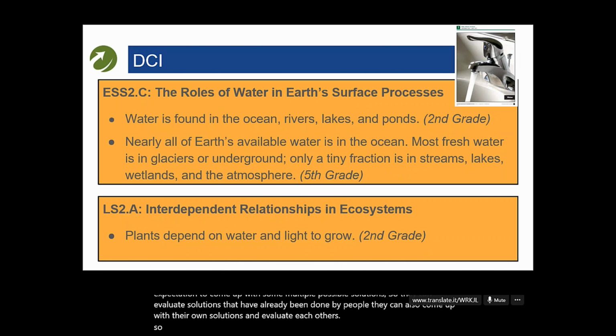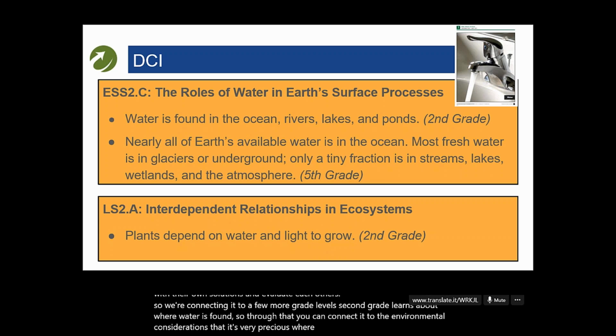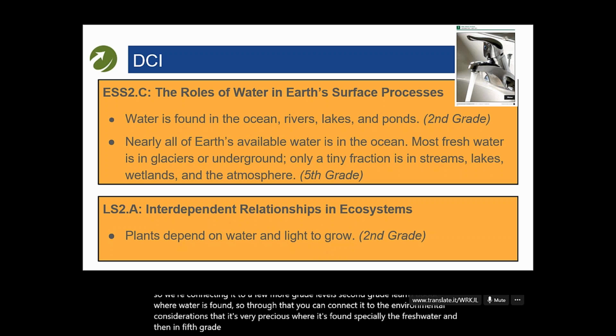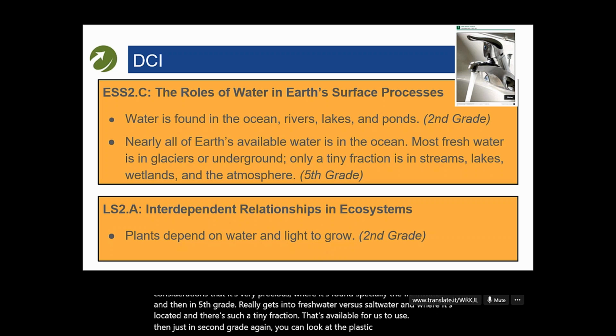Second grade learns about where water is found. So through that, you can connect it to the environmental considerations that it's very precious where it's found, especially the fresh water. And then in fifth grade, really gets into fresh water versus salt water and where it's located. And there's such a tiny fraction that's available for us to use. Then just in second grade, again, you can look at the plants depend on water. So where does that water come from for those plants to have?